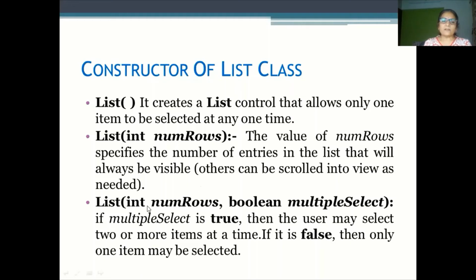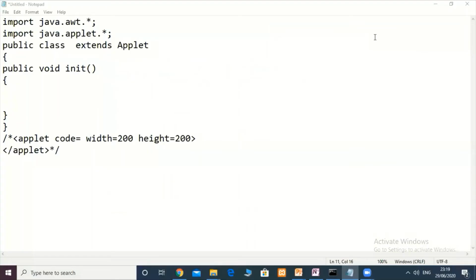And the last constructor is List(int numberOfRows, boolean multipleSelection). Here in this constructor we can set the number of visible rows also, and if you put true here, it means multiple selection is there, we can select multiple entries from the list. And if you write false, then only one item from the list is selected.